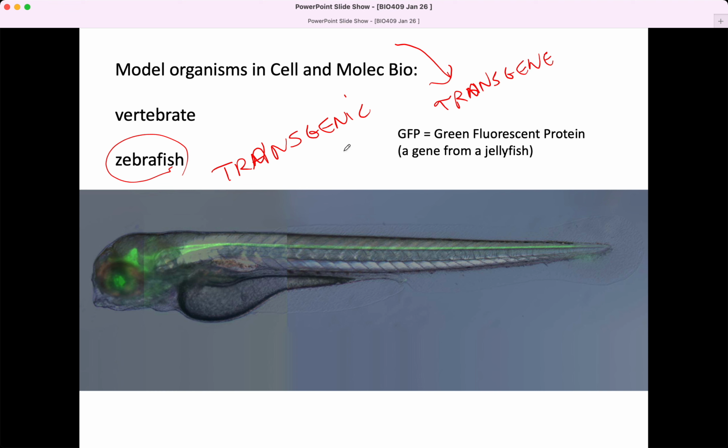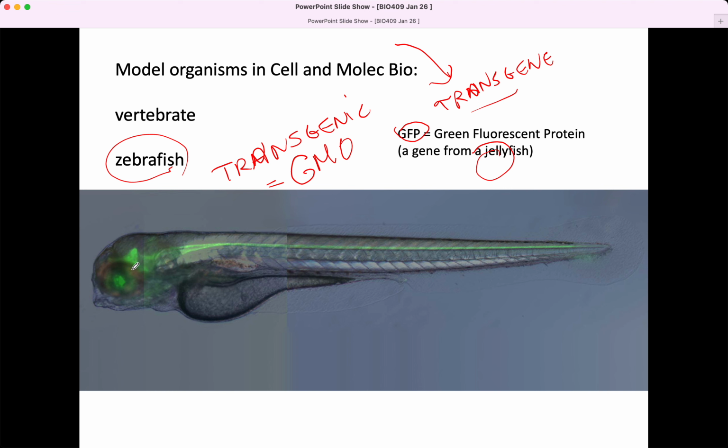If you buy food at the store, it's referred to as GMO. That's the same as transgene, genetically modified organism. Here's a little transgenic zebrafish, and it's glowing because a gene from jellyfish was put into it, a transgene, and when expressed as a protein, it glows green. So the DNA doesn't glow and the RNA doesn't glow, but the protein product glows. So anytime and anywhere that gene is expressed, it will glow.